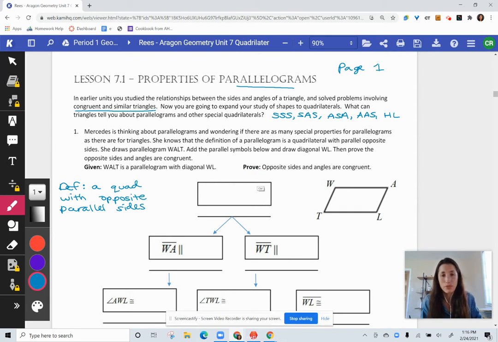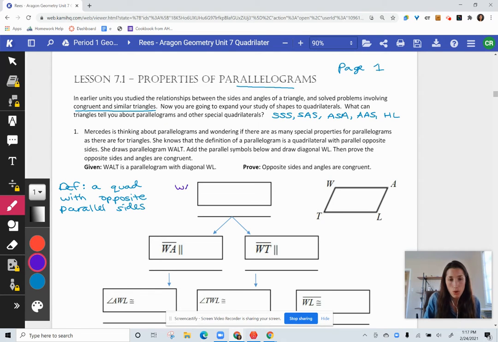Okay, so we're going to go through this flow chart here together. So we have this, we'll say a parallelogram, WALT. So we have a family of quadrilaterals. WALT is like the grandfather of the quadrilaterals. What we're going to do is add our parallel line symbols to the diagram, and draw in a diagonal from W to L. So I know that this is a parallelogram. I'm going to put my given information in this first box here.